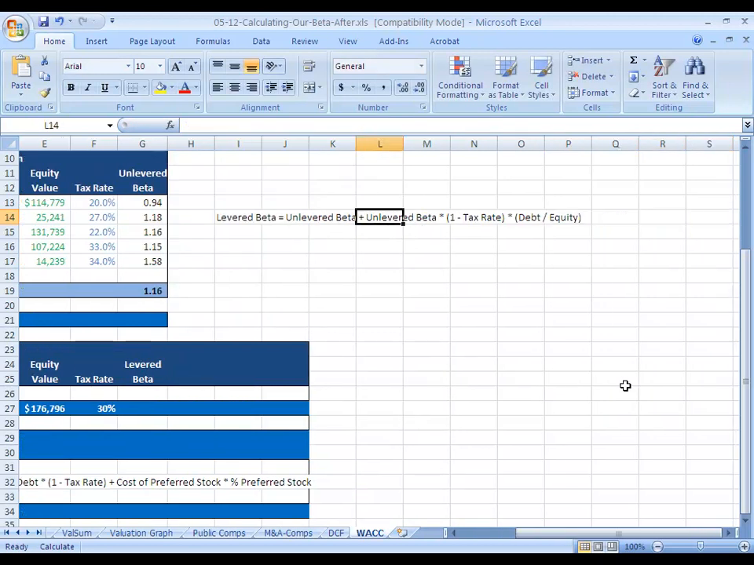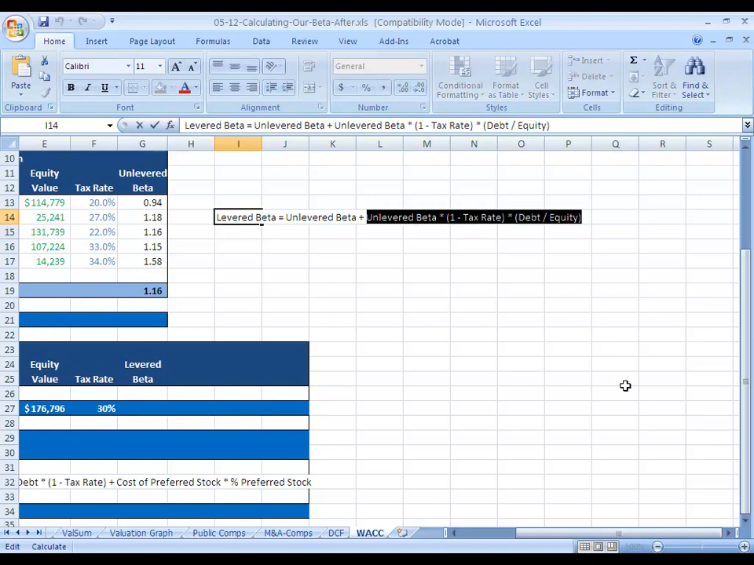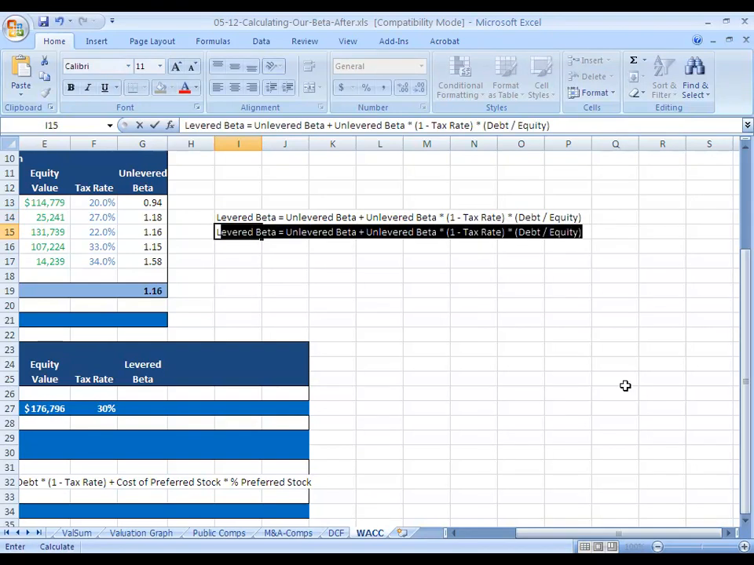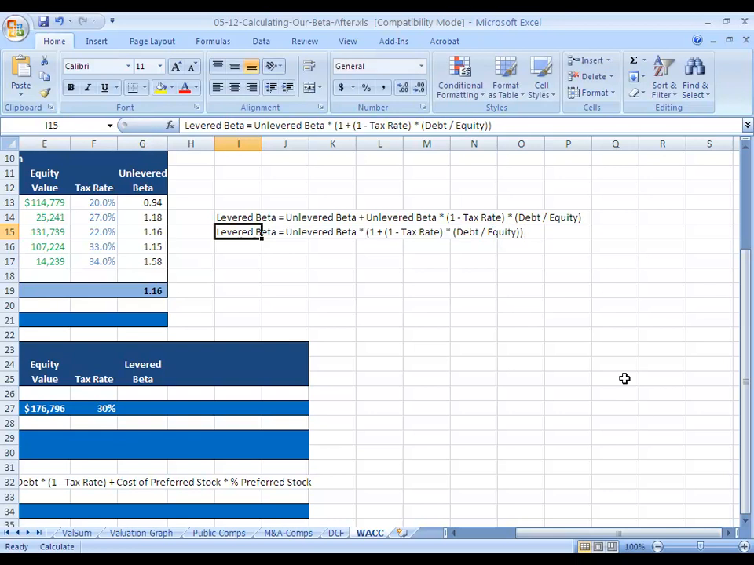And if we wanted to be a bit more fancy here, we could take the fact that we're adjusting unlevered beta to figure out how much is coming from the risk imposed by debt here. We could take that and actually factor out unlevered beta. We could say levered beta equals unlevered beta times 1 plus 1 minus the tax rate times debt over equity, just using basic algebra here.